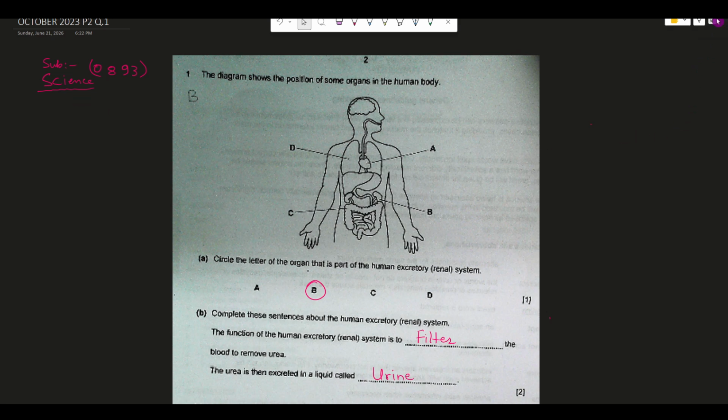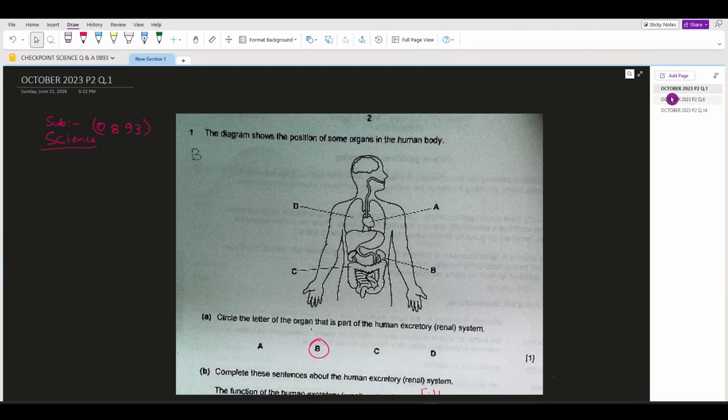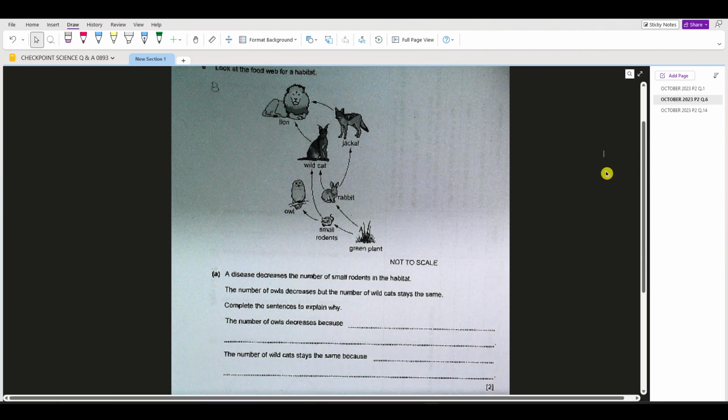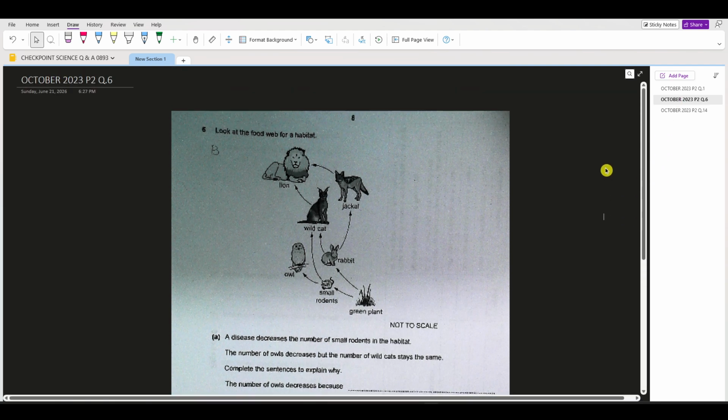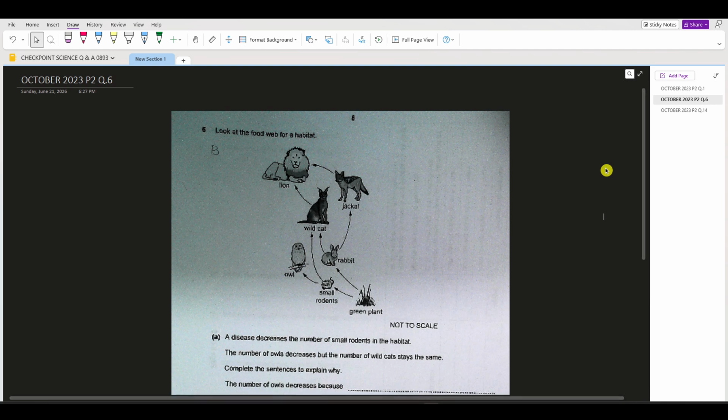That was question number 1 from this particular paper. Let us move on to the next one.